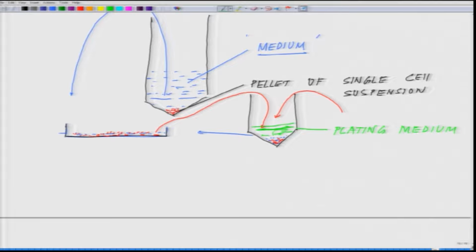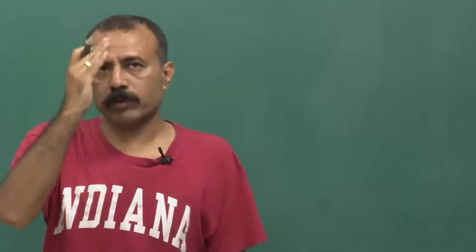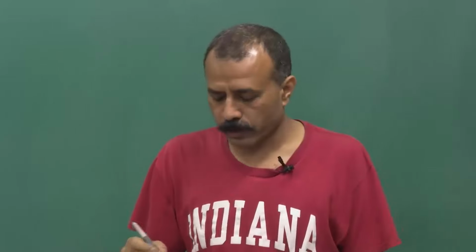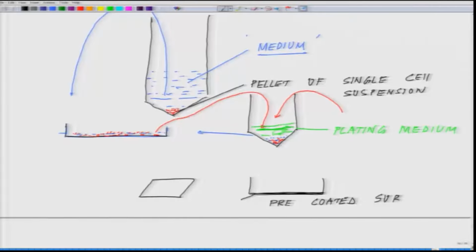Now, take these cells, and you should have already prepared the cover slips, or the dish, wherever you want to plate them, coated depending on the kind of substrate you are using, pre-coated. And by the way, this pre-coating has to be done preferably 24 hours in advance, or at least 12 hours in advance. Do not leave it for the last minute. That does not work. You have to have very clear-cut plans on how you are going to do it.